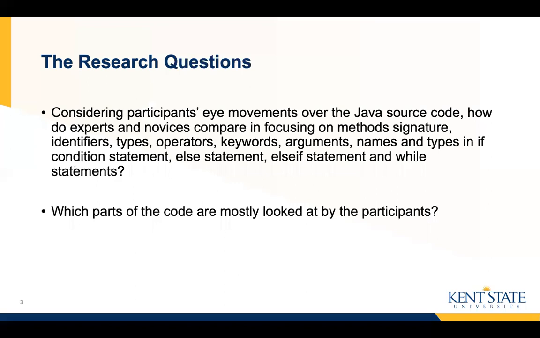Coming to the research questions, I want to address two questions in this study. The first one is, how do experts and novices compare in focusing on multiple source code elements? Method signature, identifiers, types, operators, keywords, arguments, names and types in if condition statements, else statements, else if, and while statements. The second question is, which parts of the code are mostly looked at and get the attention of the participants?